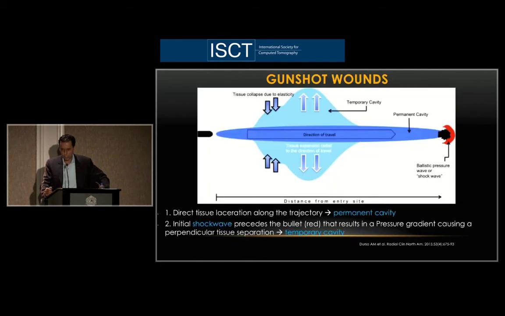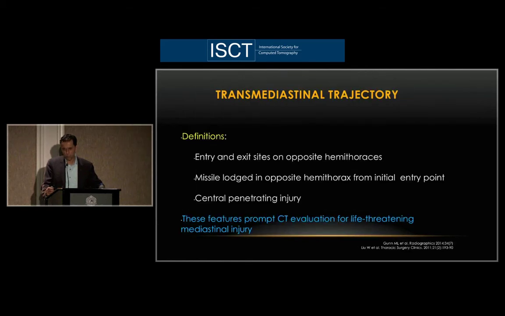visualize. So if we look at this schematic depiction, usually you have a direct tissue laceration at the initial entry site of the bullet along the trajectory, known as a permanent cavity, and this can range from 0.5 to 2 centimeters in length. And then the shockwave that precedes the bullet also results in a pressure gradient perpendicular to the original tract of the bullet that can cause injuries ranging anywhere between 2 to 30 centimeters that have been reported in the literature. So we should be aware of the initial insult and also the permanent and the secondary cavities from the shockwave injury.